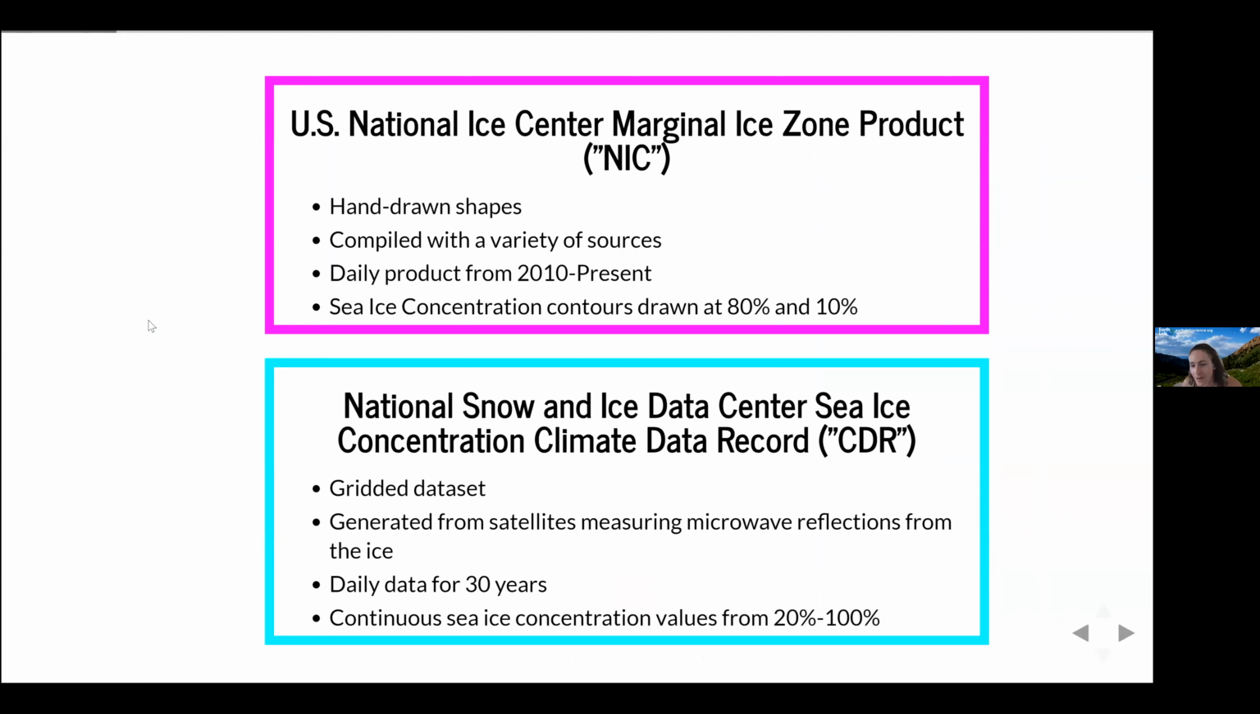There are a handful of differences between these two products, but a couple of important highlights. The CDR dataset is a continuous measure of sea ice concentration from 20% to 100%, whereas the NIC dataset buckets the data into two categories, 10% to 80% and greater than 80% sea ice concentration. Also, the two products define the outer extent of the marginal ice zone at different sea ice concentrations, 20% for CDR and 10% for NIC.